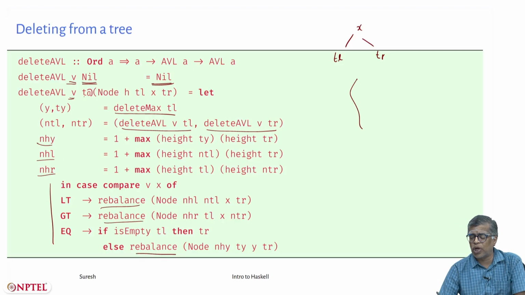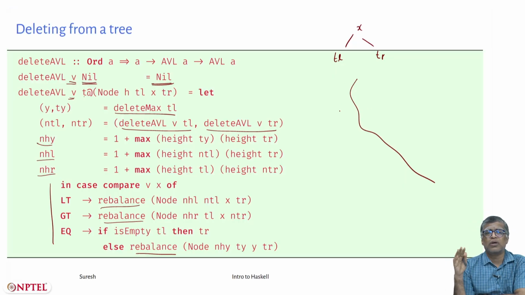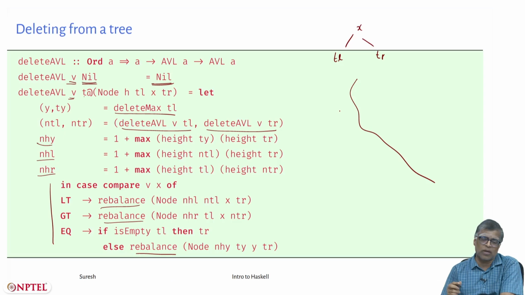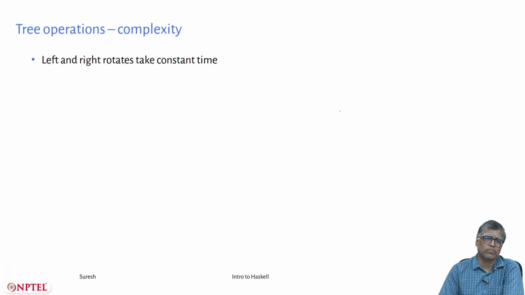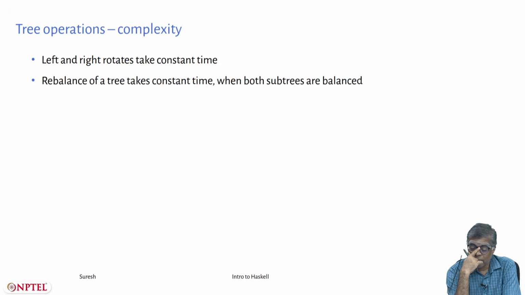But the rebalance is only along a path in the tree, which is proportional to the height of the tree. Okay, great. So that is basically it about deleting a node with a particular value from an AVL tree. Right. So let's look at the complexity. Left and right rotates take constant time. Rebalance takes constant time also when both subtrees are balanced.